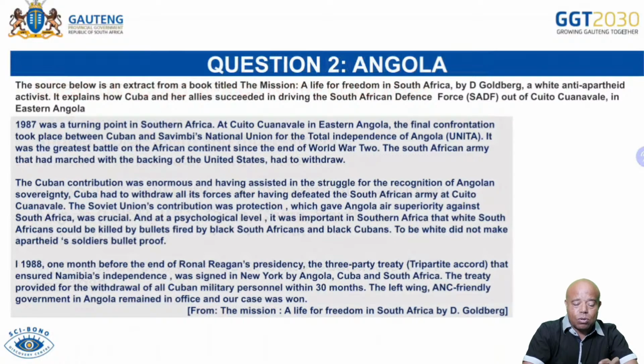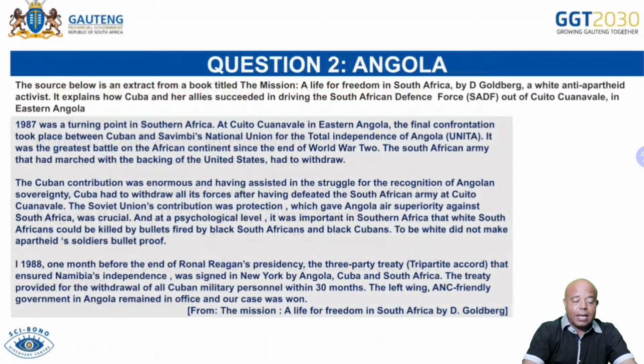Now let's go into the source. From the source, a question will be provided, and then we'll take it from there. Question 2, Angola. The source below is an extract from a book titled The Mission, A Life for Freedom in South Africa by D. Goldberg, a white anti-apartheid activist. It explains how Cuba and her allies succeeded in driving the South African Defense Force out of Cuito Cuanavale into eastern Angola, basically.